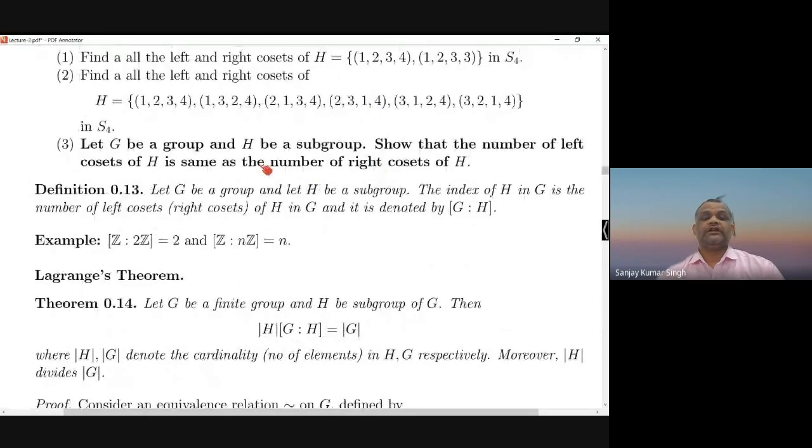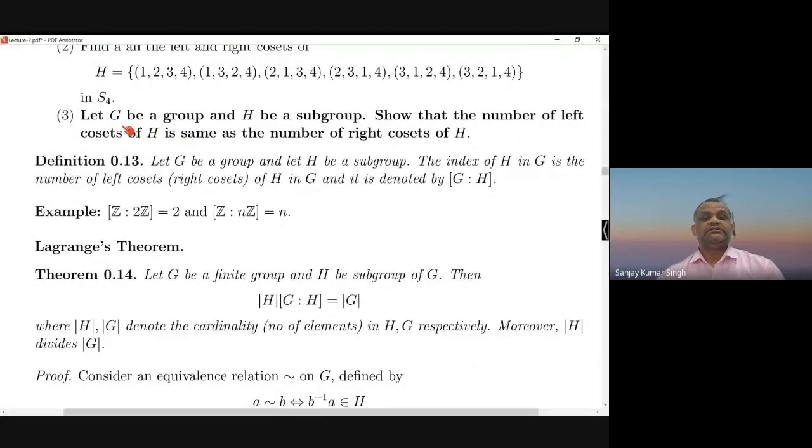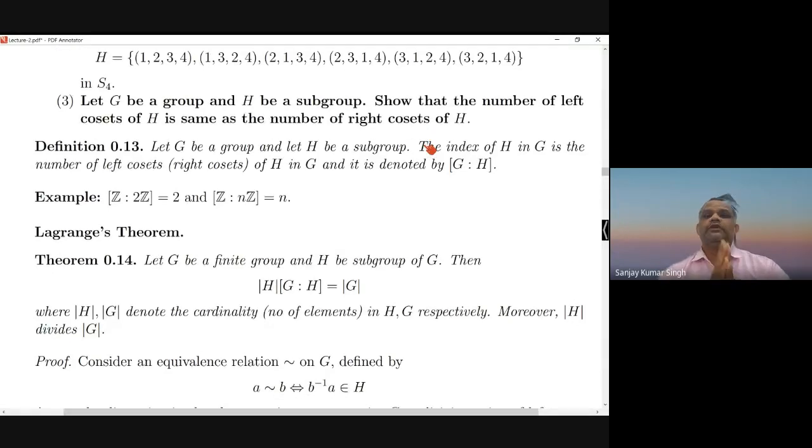Now there is one exercise which you can all discuss in tutorial. If G is a group and H is a subgroup, then the number of left cosets is the same as the number of right cosets. In a group, we have seen how the left cosets and the right cosets come about and how to define them, and the source is that equivalence relation and its classes.